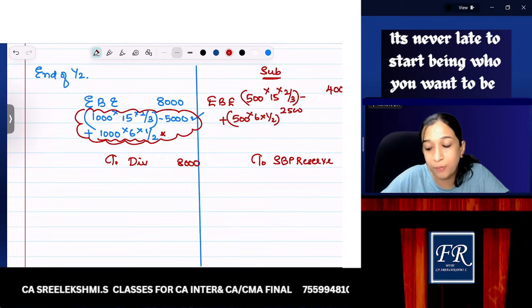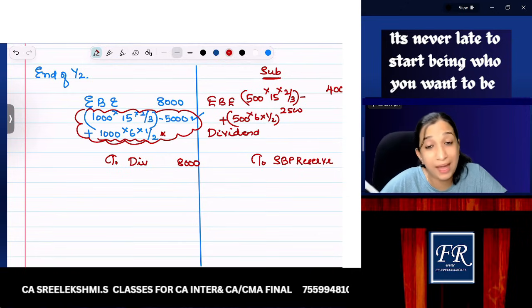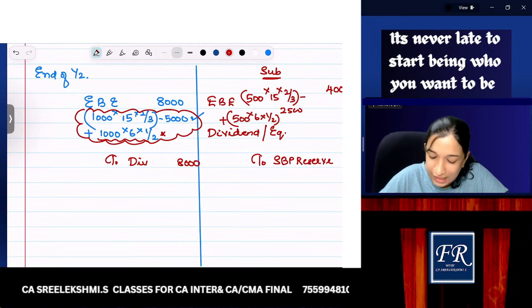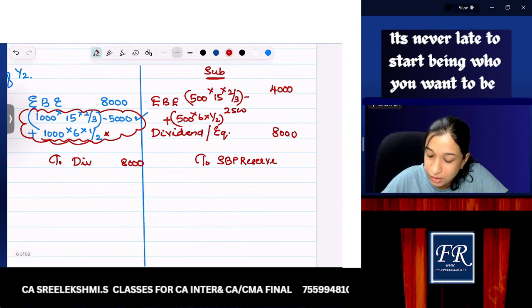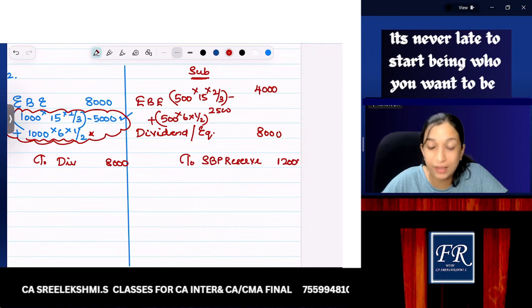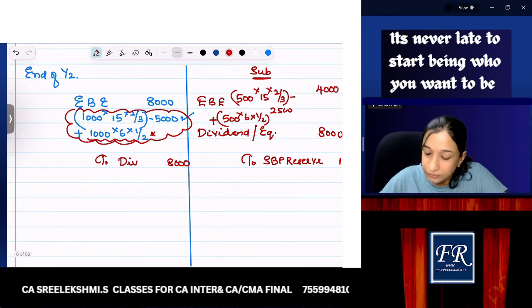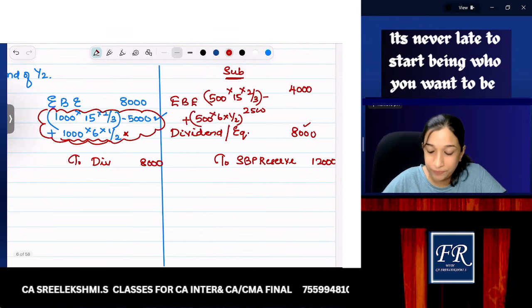4,000. 2,500 plus 1,500. And also dividend I'm giving for the employees of my parent. So dividend / equity. So I need not find out the expense. That's straight here. Dividend expense is 8,000. So dividend income is 8,000. Dividend expense. Same calculation for my subsidiary. So it is the same calculation for my parent. So dividend is 8,000. To SBP reserve 12,000.